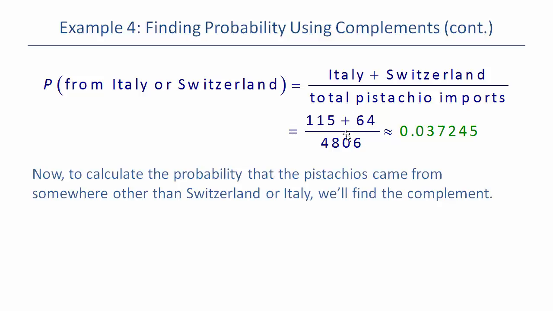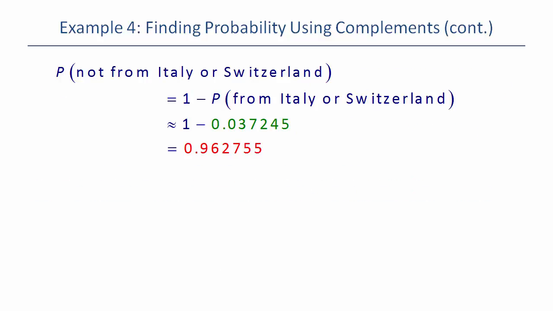Again, the better thing would be to reduce this down and leave it as a fraction, unless they tell you specifically to round your answer to 4 decimals or 3 decimals or something like that. And then if you had to find not from Italy or Switzerland, it's going to be 1 minus that number or 1 minus that fraction.